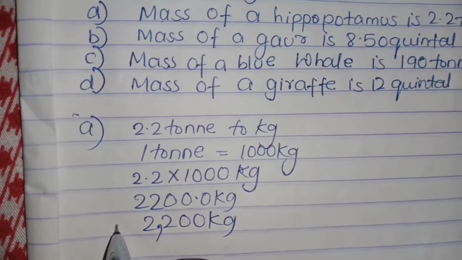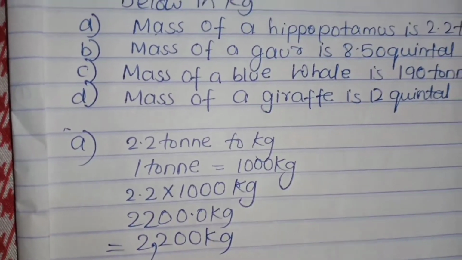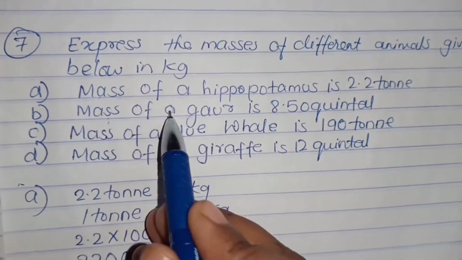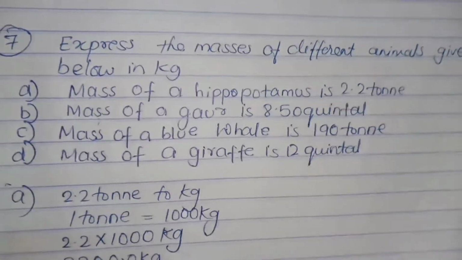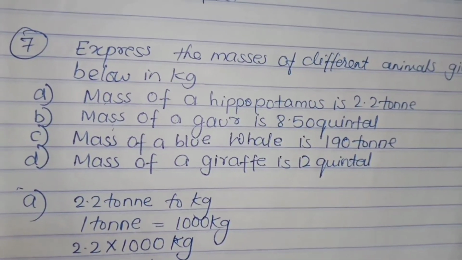Okay, so this is the answer. Okay, we got this answer. Now number B, what is there? Mass of a gourd is 8.50 quintal. Okay, so we are going to convert this quintal to kg.